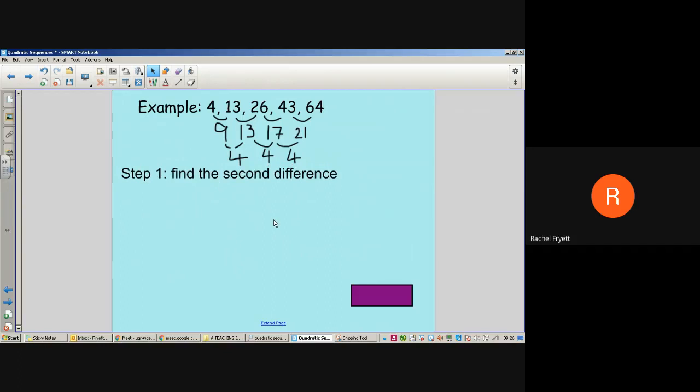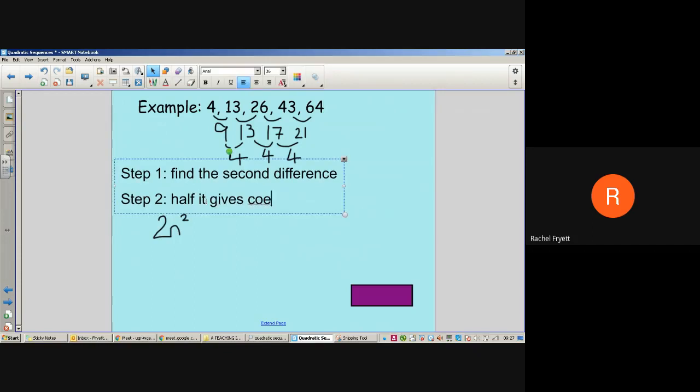Okay, or you might call it the difference of the difference, same thing. Now, step 2, we halve it. And that's going to tell us the coefficient, or the number in front of n squared. So we're going to be looking at here 2n squared. And I'm going to show you why we halve it in a minute, but you always need to halve it. So halve it gives you the coefficient, that's the number in front of n squared.